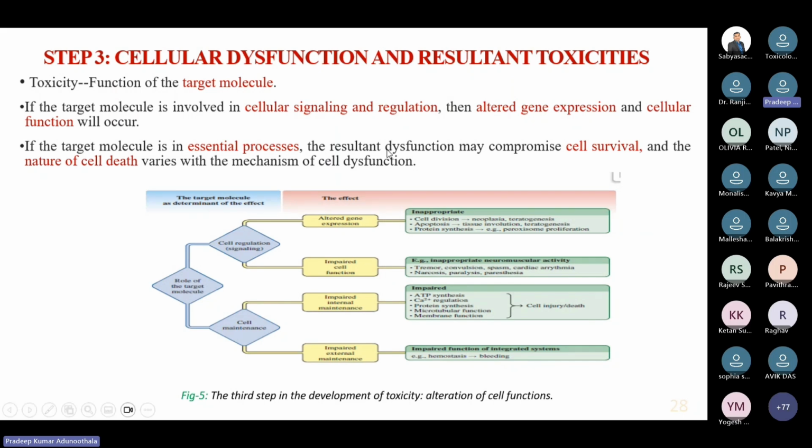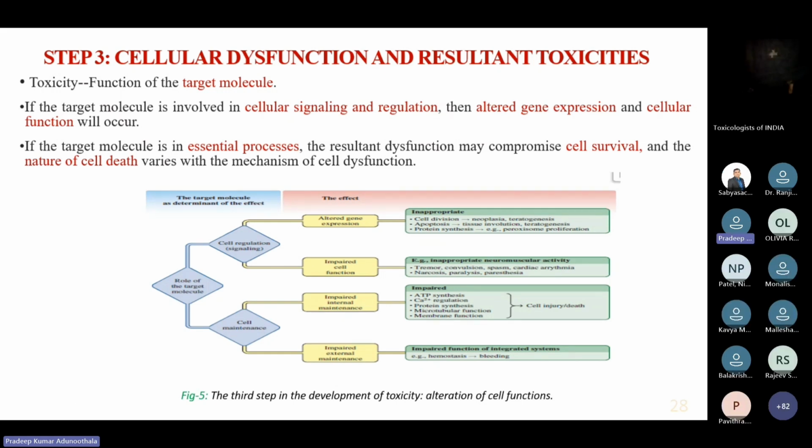And if the target molecule has an essential cellular function, that results in dysfunction of that process, and that leads to the death of the cell, or injures the cell. This is a pictorial representation of step 3, where the blue indicates the cellular regulation and the target molecule function, and the pink indicates the effect of the chemical on the target molecule. For example, the role of the target molecule is in cellular regulation. Then what happens if the chemical comes and affects the target molecule? It alters the gene expression as well as impairs the cellular function.